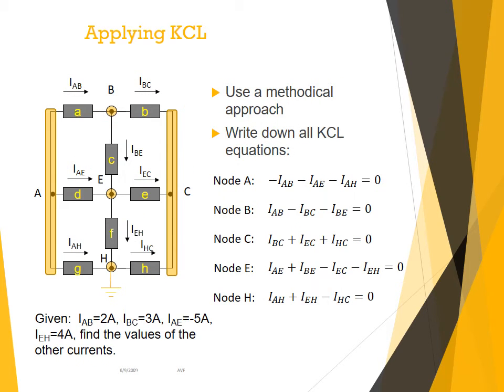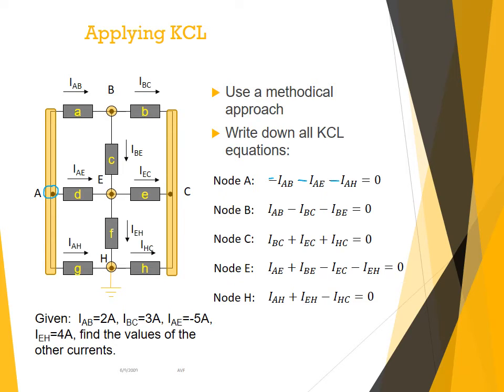Okay, but I still need to be methodical. I still need to solve my circuit. I have to write down all KCL equations. So node A is here. IAB is coming out of the node. IAE is coming out of the node. IAH is coming out of the node. So I subtract. Minus IAB minus IAE minus IAH is equal to 0.